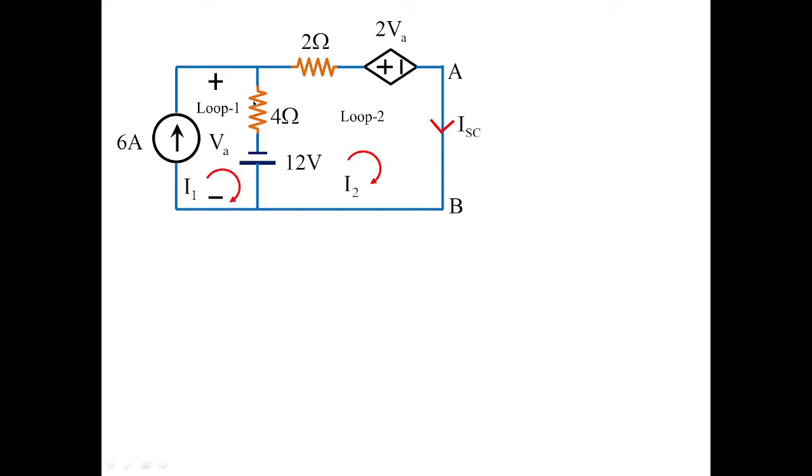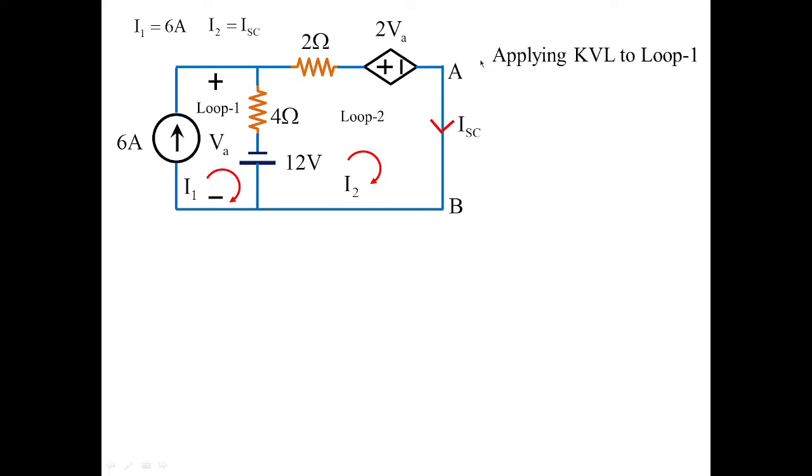So naturally we'll have two loops, loop 1 and loop 2. In those two loops we'll have currents I1 and I2. From inspection, I1 is equal to 6 amperes because the direction of the loop current as well as the given source current are one and the same. That is why I1 is equal to 6 amperes. And I2 is nothing but the short circuit current. The branch current of the short circuit as well as the loop current are one and the same. So by inspection, you can get the values of I1 and I2.